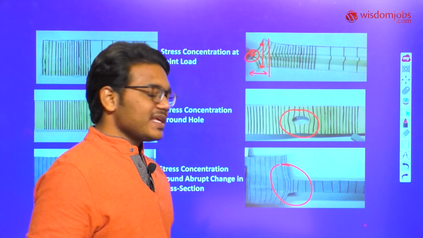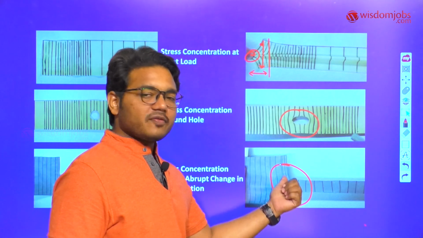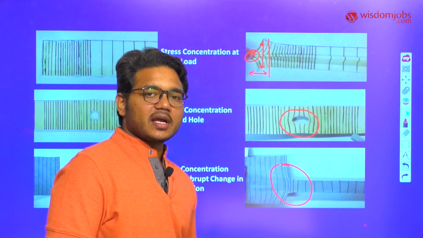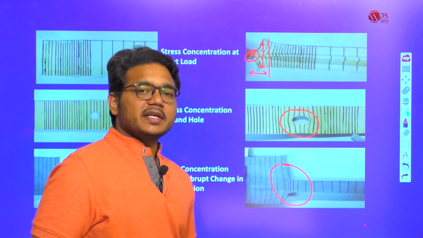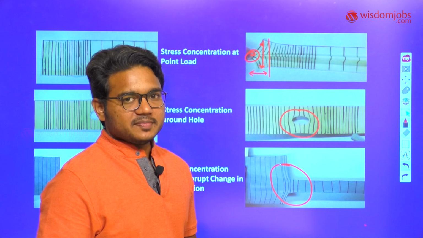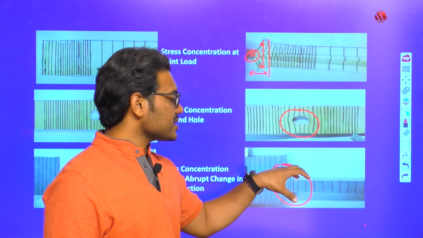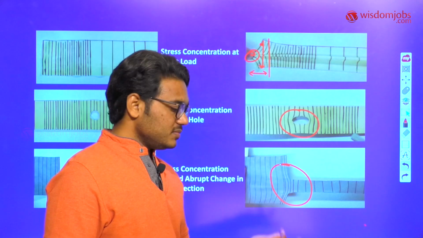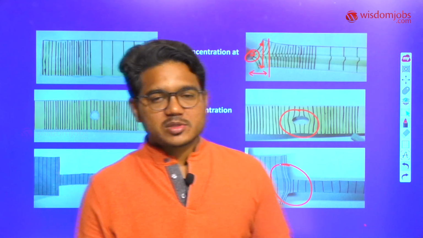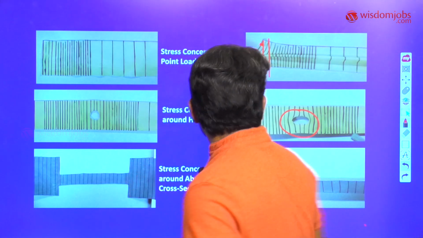So this analysis gives you the idea that we need to take care of such discontinuities, because they tend to augment the failure of the material. That's why we need this analysis, and it is based on Saint-Venant's principle. So this is considered to be valid in the analysis of strength of materials.